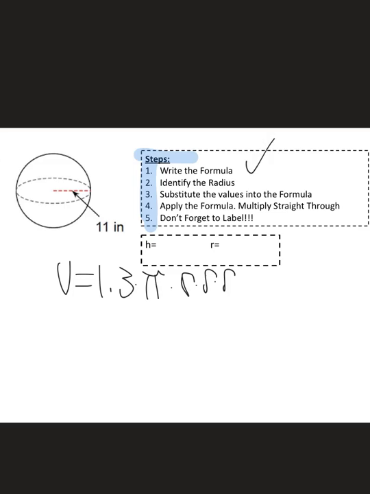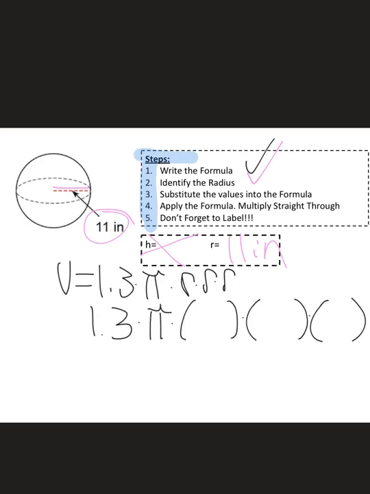We wrote the formula. Now we need to identify the radius, which is from center to edge. That's going to give us 11 inches. We don't need to find the height. And step 3 is substitute the values into the formula. Alright, so instead of an r, I'm going to put the actual value of the radius we know is 11 inches. So I'm going to write that down 3 times. So step 3 is done.